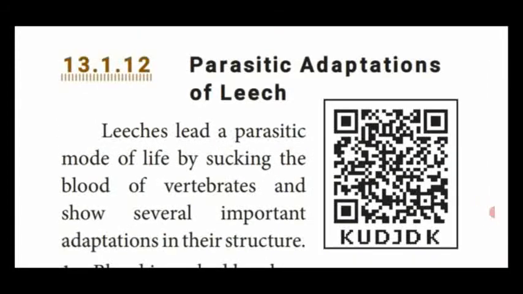Dear students, up to this we have seen the circulatory system, respiratory system, nervous system, excretory system, and two reproductive systems, that is the male reproductive system and female reproductive system. Next we are going to see the important 7-mark question: parasitic adaptation of leech.